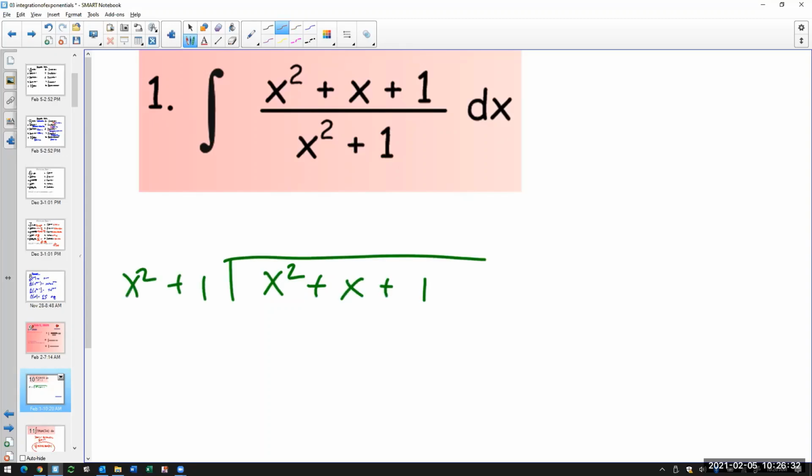When I long divide, what two terms do I look at first? Right, just the first terms. And then I ask myself, x squared times what gives me x squared? 1. So you'll put 1 there. Then you multiply 1 times this whole thing right here. So 1 times x squared plus 1 is what? X squared plus 1. Okay, then I subtract.